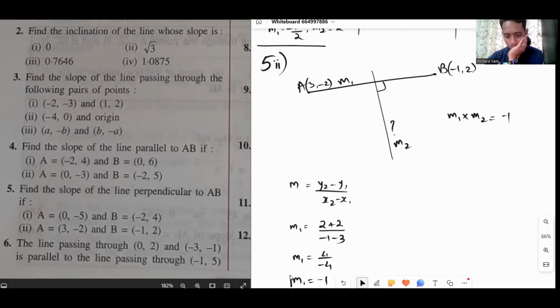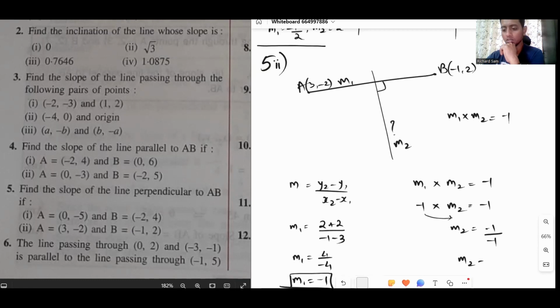Minus 1, no? So what is M2? No one got M2? Reciprocal and change the sign. 1. So here what you do, take the minus 1 on the right side. So that will be minus 1 divided by minus 1, which is 1.